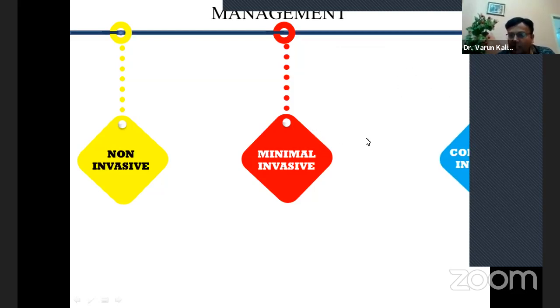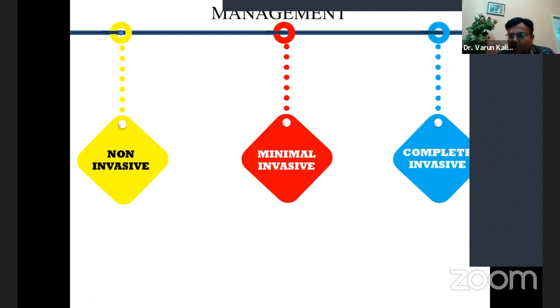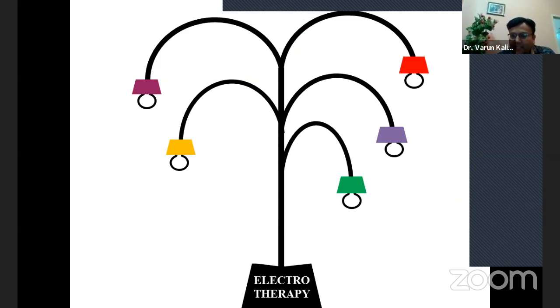And the last one, that is the completely invasive approach, includes arthroscopic or open surgical release. It also comes under the surgeon's approach. So we will not discuss this here. So first one, that is the electrotherapy.